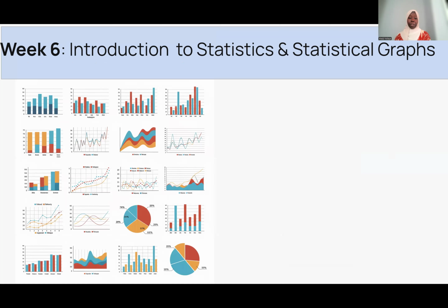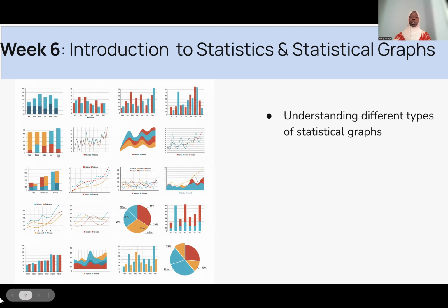On the left side of our slide, we see all sorts of statistical graphs. We don't need to know all of them and understand all of them, but we just need to know that these are very good tools to help us make sense of data. Some of these are pie charts, others are histograms or bar graphs, line graphs, and so on. We're going to be looking at some of them throughout this week.